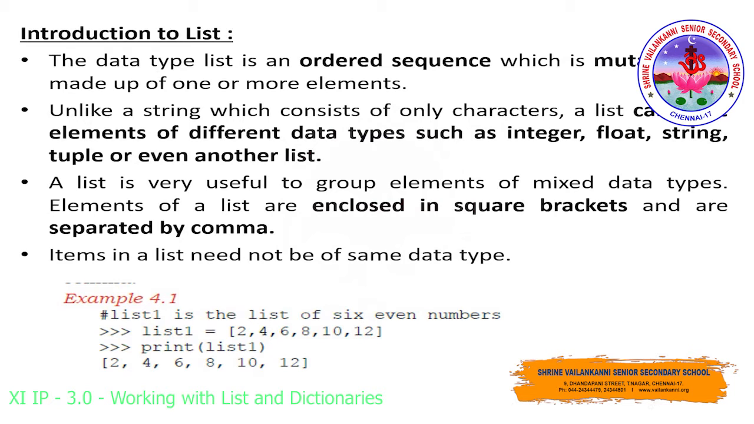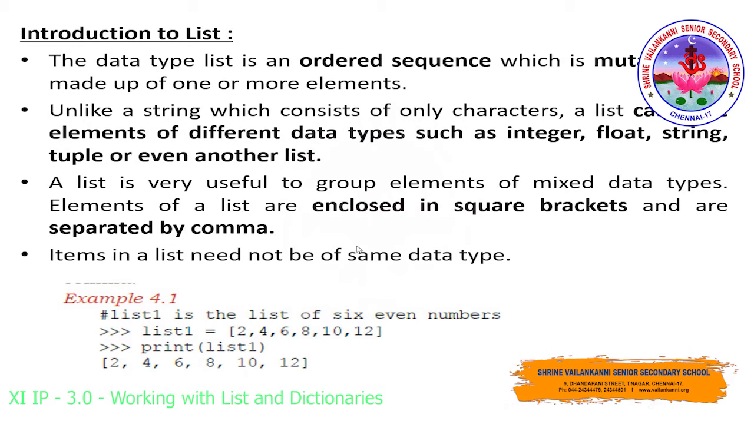List is very useful to group elements of mixed data types. The elements of the list are enclosed in square brackets, as we have discussed already. And one more thing is that the items in the list that we create need not be of the same data type. It can consist of different data types, a mix of strings, floating point or integer. There is no such restriction that you have to use only integer values or only floating point values.